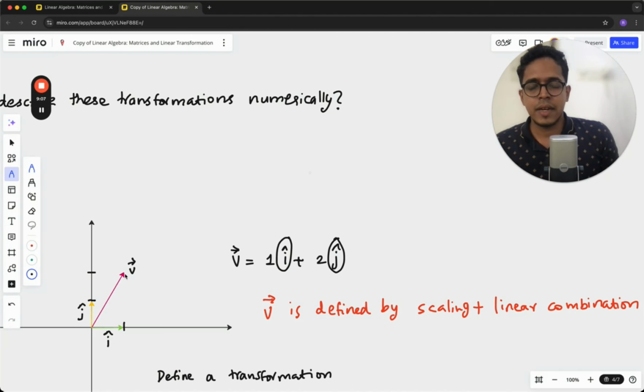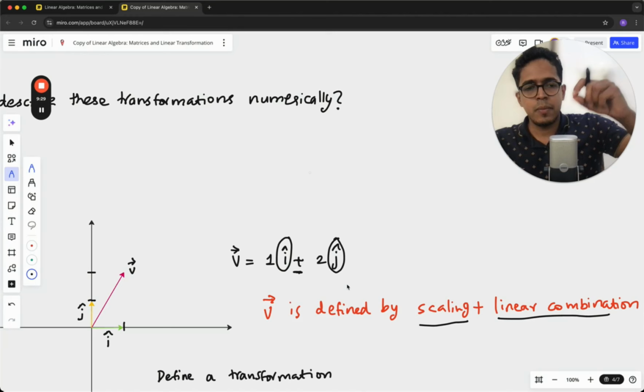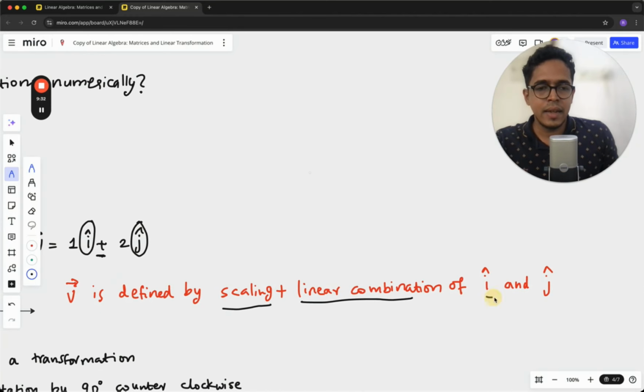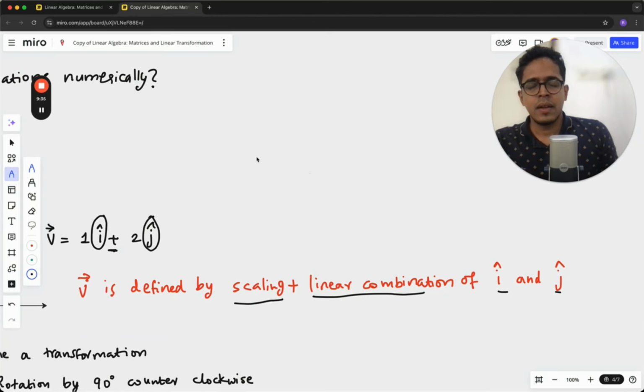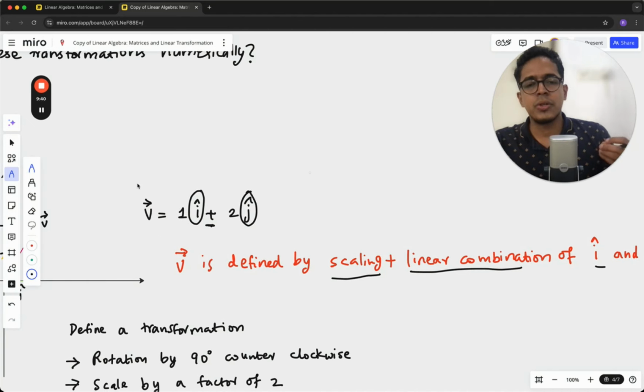And you can represent this vector v in terms of the scaling. So what do we mean by scaling here? We multiply by a scalar. So here the scalar number by which the vector i is multiplied is 1. The scalar number by which vector j is multiplied is 2. And why do we say linear combination? Because we are directly adding those 2 vectors. So v is defined as the scaling plus linear combination of i and j, the basis vectors. So this sounds trivial, right? So why am I mentioning this? I'm mentioning this because I also want to show you how this same principle applies after we do the transformation on top of vector v.